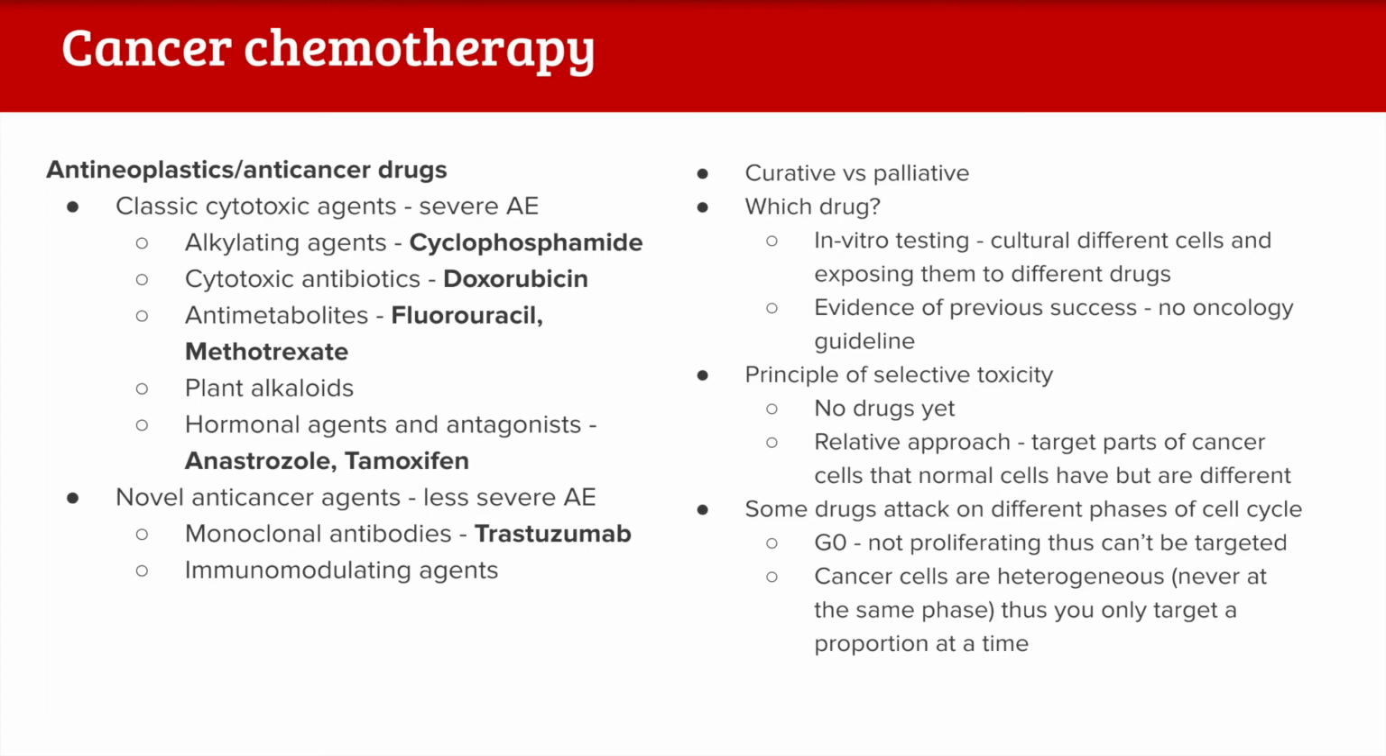Yeah, and then for which drug we decide to use, we can do it based on in vitro testing. So we can culture different cancer cells and expose them to different drugs and see which one is more effective. Or we tend to use evidence of previous success. And I guess it's important to note that there's no strict oncology guideline on how to treat cancer like there is for antibiotics and stuff like that.